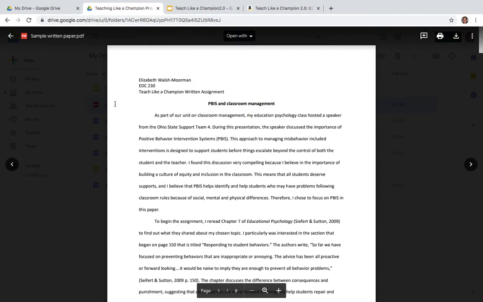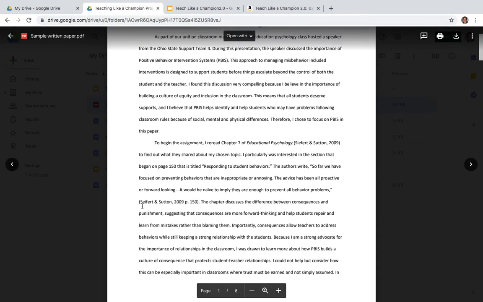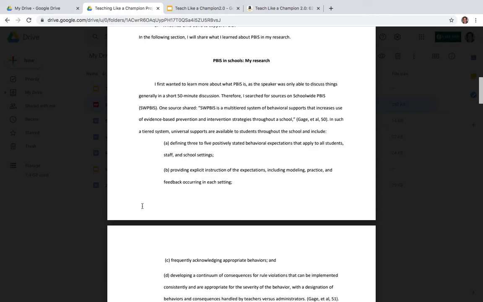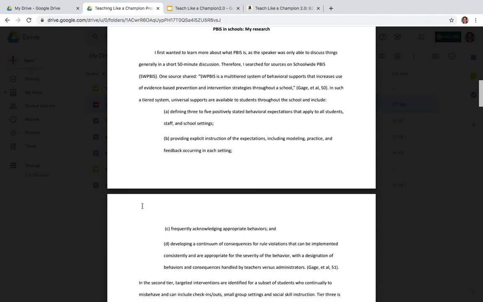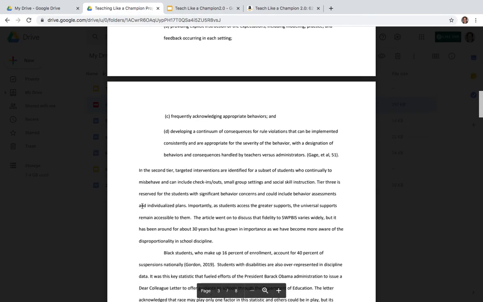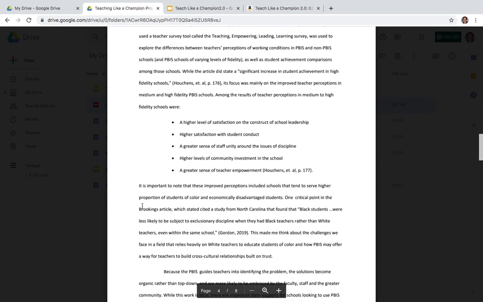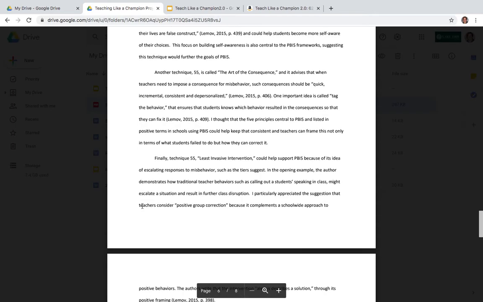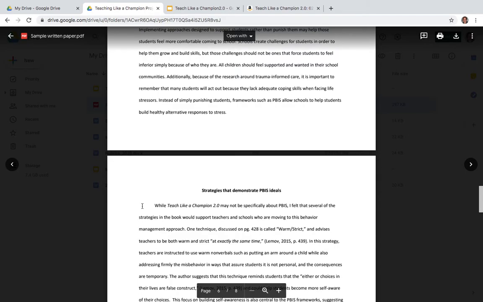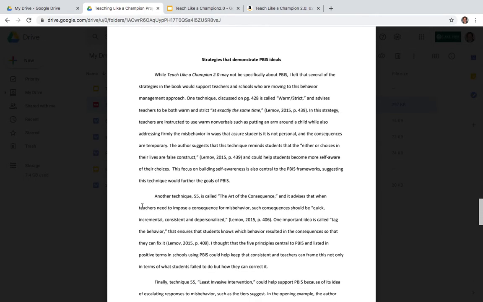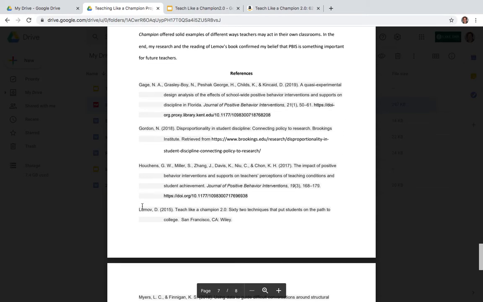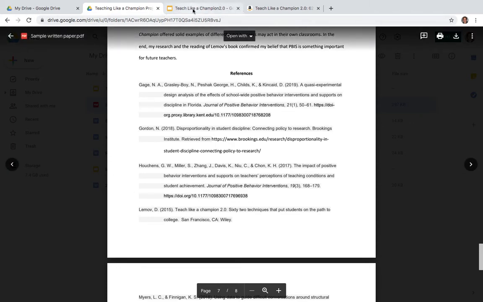So I do have a sample paper loaded up for you, but you'll see that it's very casual. I don't want you to feel like you have to be super academic in your language. You can use a little bit of narration, but essentially I go over what I learned through my research. I cite my sources, and then I talk about the techniques, the strategies that I found that used the ideas that are inherent to PBIS. And you'll see I also include references in here. So that's something for you to consider as well, okay?